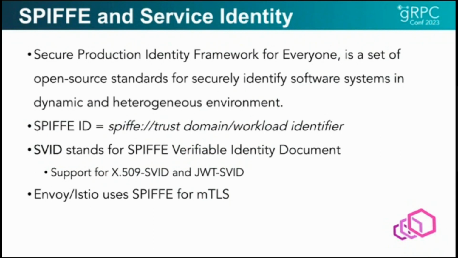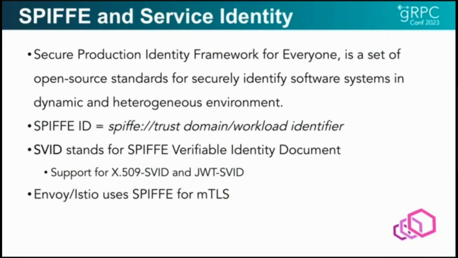That's the format of the SPIFFE ID. You have a trust domain, you have a workload identifier, and you have two ways to exchange this information across your cluster. You have X.509 certificates, and you have JWT tokens. So you can use both for east-west traffic or north-south traffic, using these two ways of identifying the SVID.